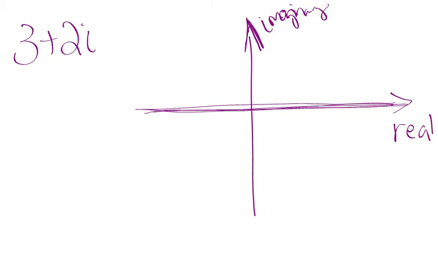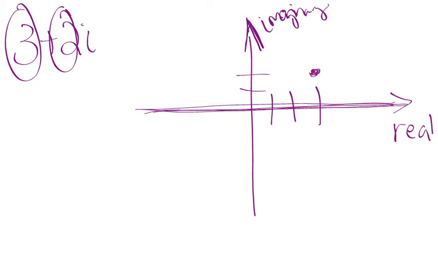Okay, and if we're going to plot this, we're going to go 3 on the real, 1, 2, 3, and up 2 on the I. And there it is. Easy peasy, right? So that point is just A, comma, B.